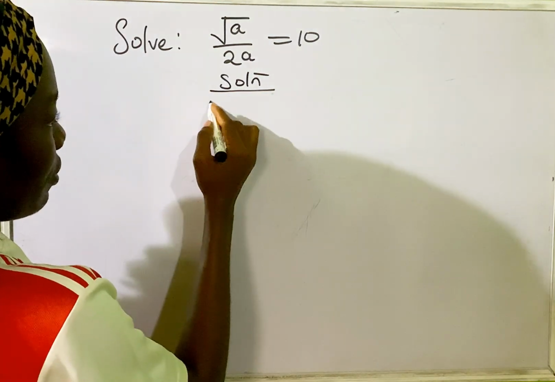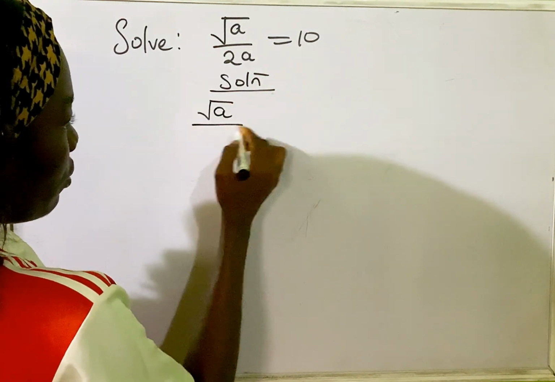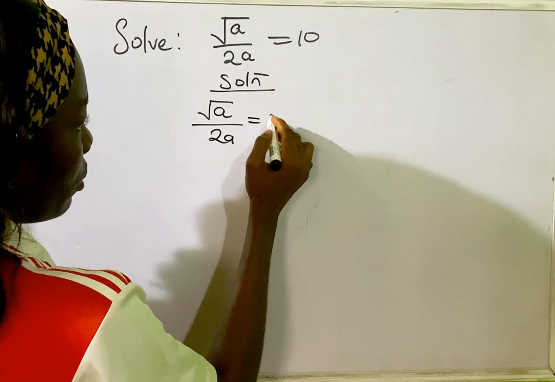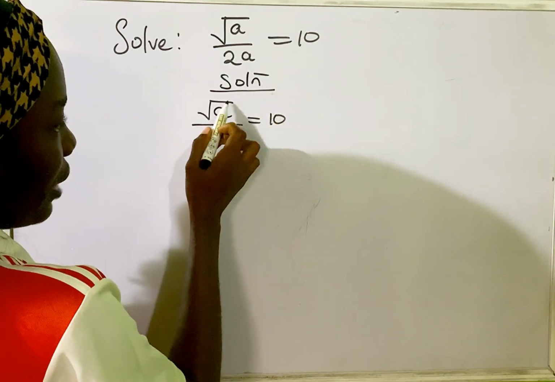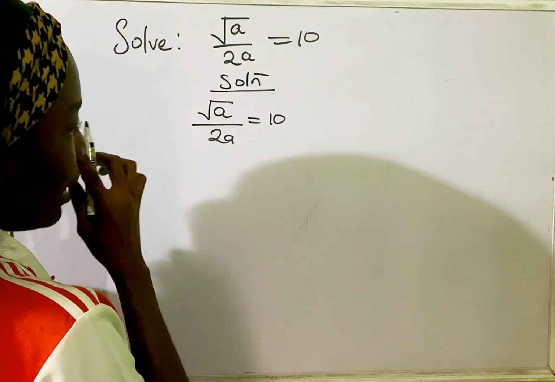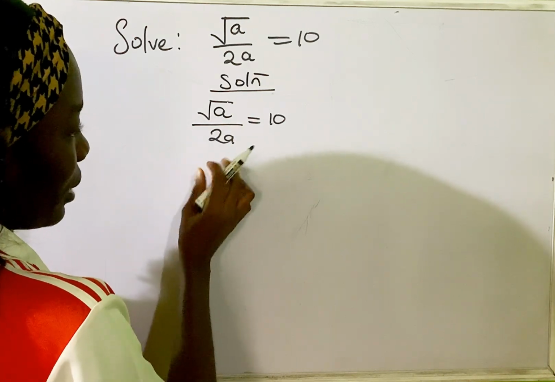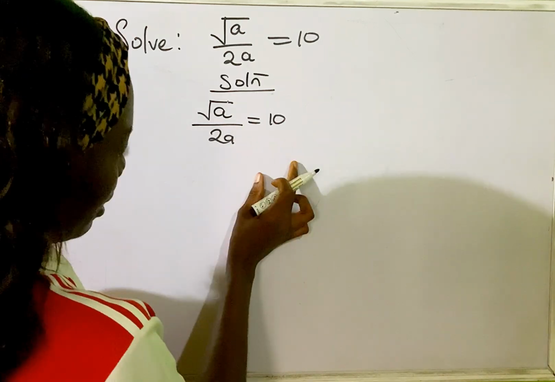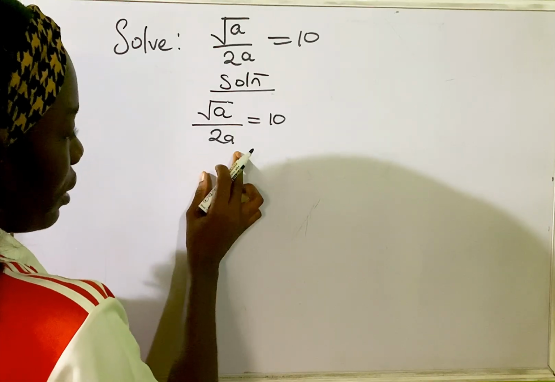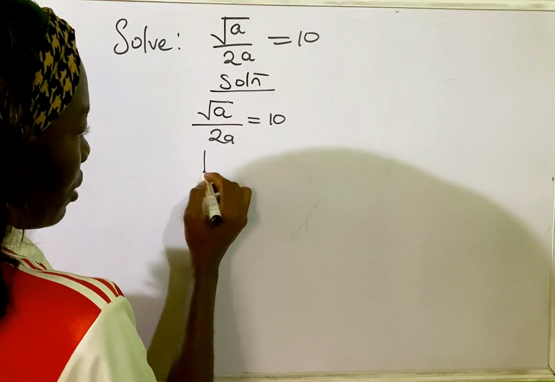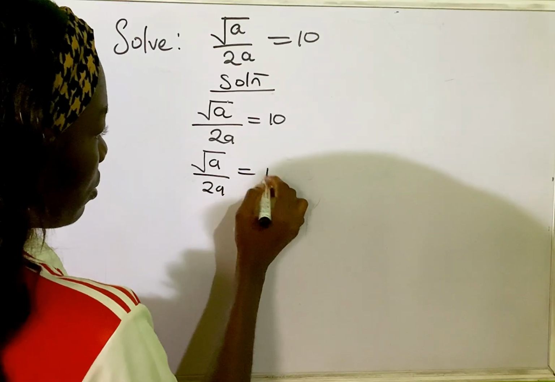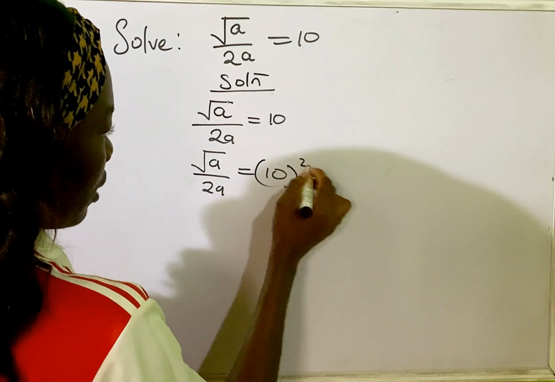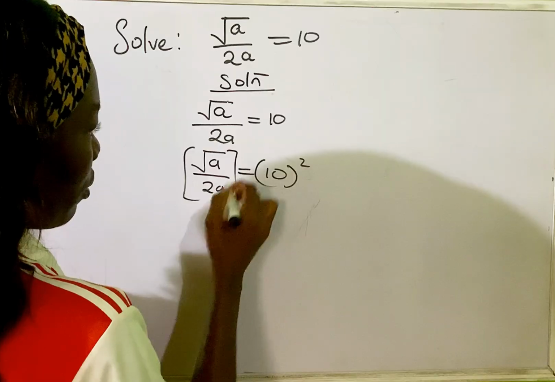Okay. So we have √a over 2a is equal to 10. Because of this radical, which is the square root, we like to eliminate it, but to do that, whatever we apply to this side, we apply to the other part as well. So let's take the squares of both sides. Take the square of here, take the square of here.